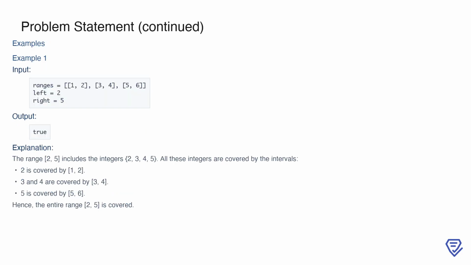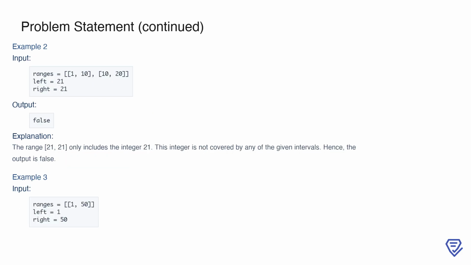To understand the problem better, let's look at an example. Suppose we are given the intervals 1, 2, 3, 4, 5, 6, and the range to check is left, right, equals 2, 5. The task is to verify if all integers from 2 to 5, inclusive, are covered by these intervals. Breaking it down, the integers in 2, 5 are 2, 3, 4, 5. Now, 2 is covered by the interval 1, 2, 3, and 4 are covered by the interval 3, 4, and 5 is covered by the interval 5, 6. Since all integers in the range 2, 5 are accounted for, the output is true.